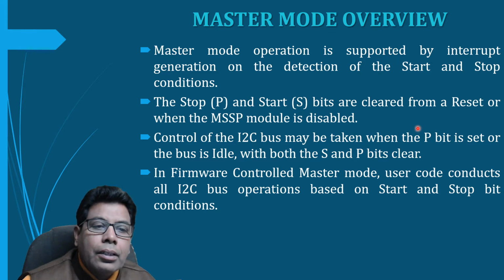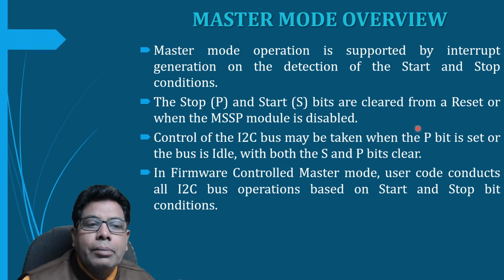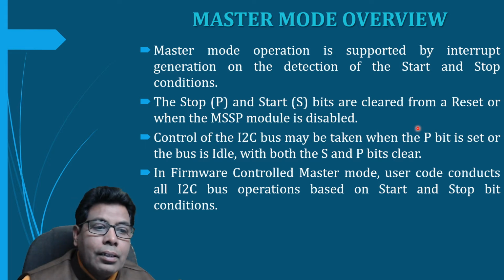Then the control of the I2C bus may be taken when the P bit is set or the bus is idle, with both S and P bits clear. So when the bus is idle, at that time we can take control of the bus, and then data transfer will be possible. Then in firmware controlled master mode, user code conducts all the I2C bus operations based on the start and stop bit conditions. So this is the overview.